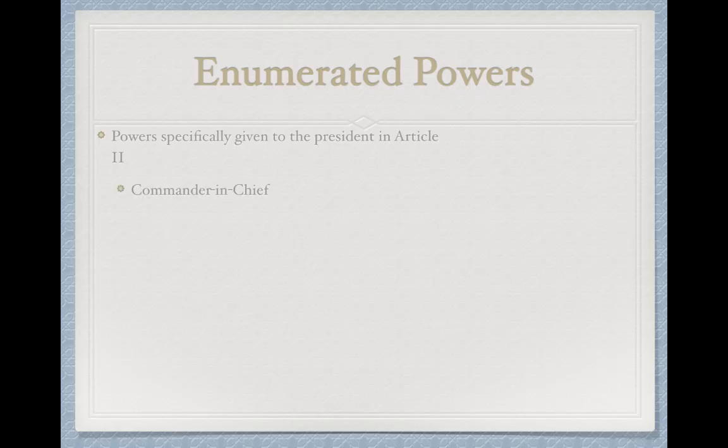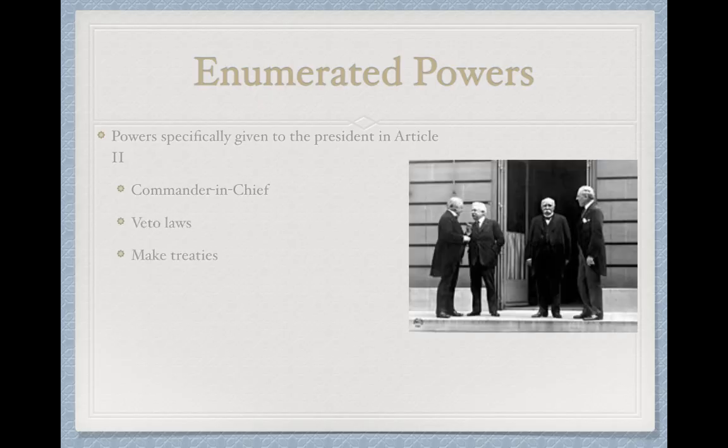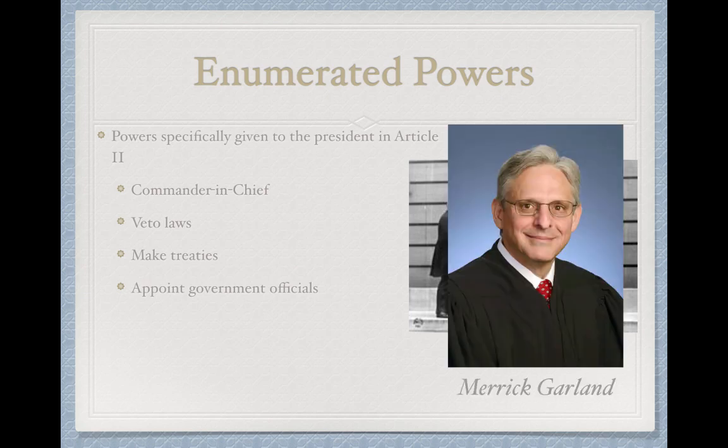You have ones that you're familiar with, such as Commander-in-Chief. The president can veto laws, and they can also make treaties. And Woodrow Wilson here is seen with leaders of Europe making the Treaty of Versailles after World War I. The president can also appoint government officials, including Supreme Court nominees, and President Obama appointed Merrick Garland.